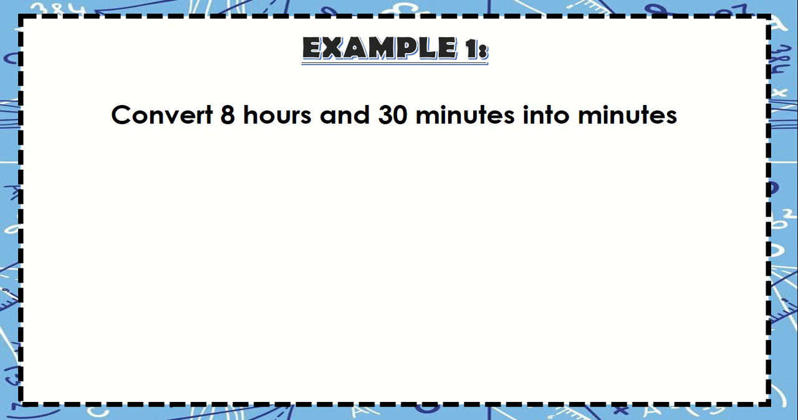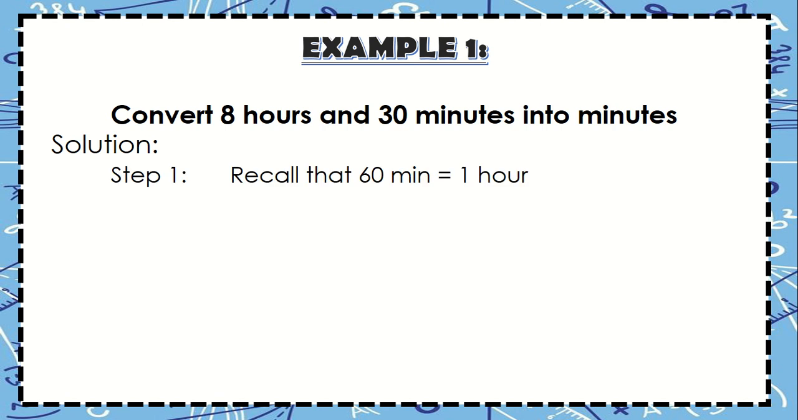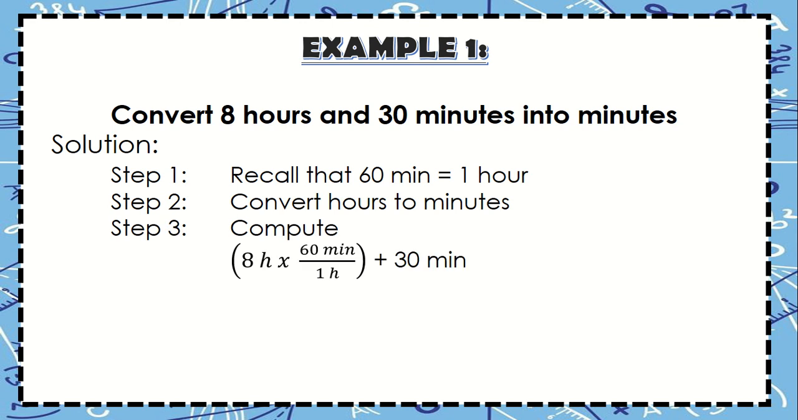Okay, let's have an example. If you were asked to convert 8 hours and 30 minutes into minutes, tandaan mo na yung 1 hour is equivalent to 60 minutes. So, since yung 30 minutes doon ay given na at minutes na yung kanyang unit, hindi na natin siya kailangang i-convert. So, yung hours na lang. 8 hours to minutes. 8 hours times 60 minutes over hour.